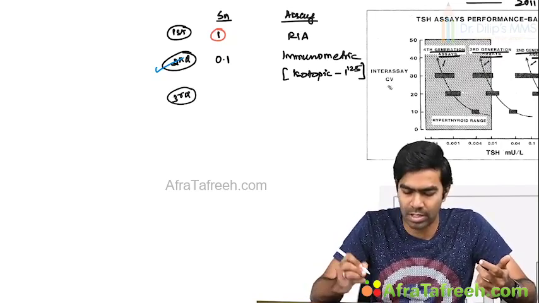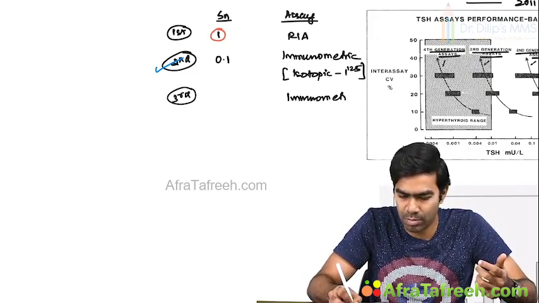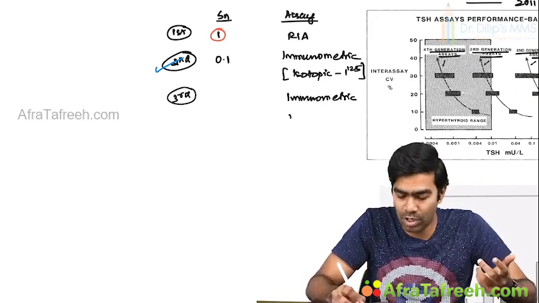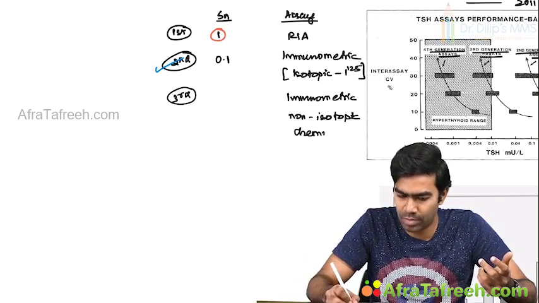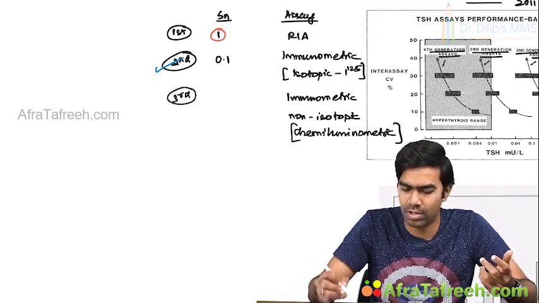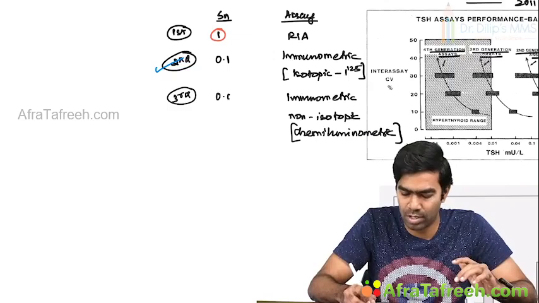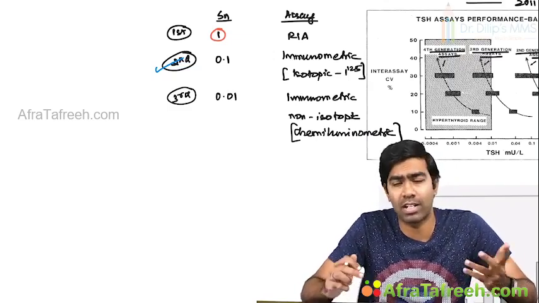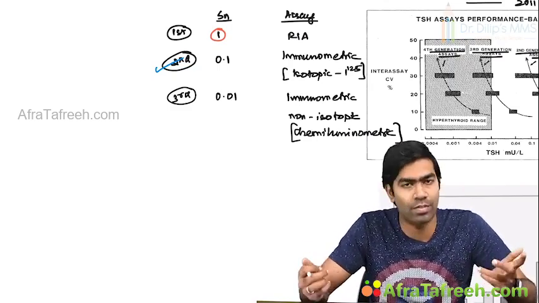And next came the third generation assays, which use the same immunometric techniques, but involved non-isotopic techniques. They didn't use I-125; they used non-isotopic, chemiluminescent or chemiluminometric assays. So this is what they preferred. And this led to a much, much better sensitivity of 0.01, which means another 10-fold improvement, a 100-fold improvement over the first generation. This is the sensitivity of the third generation.